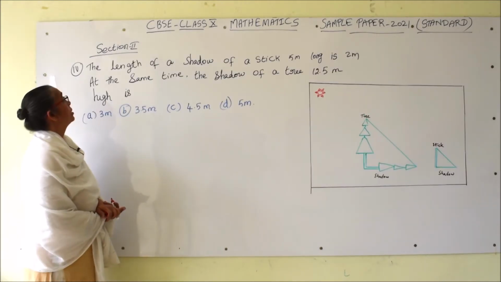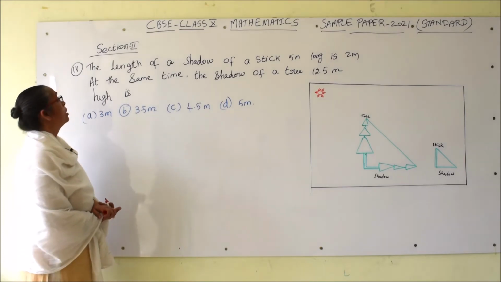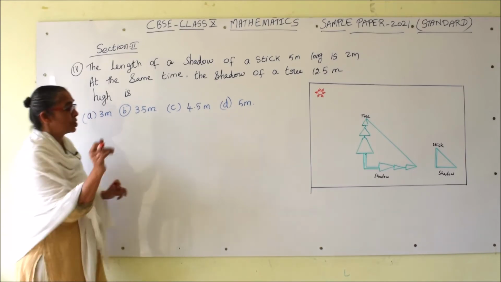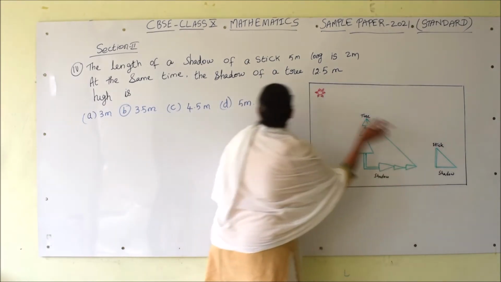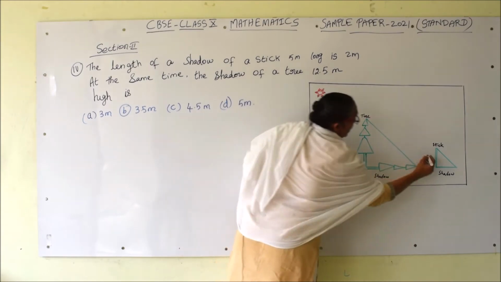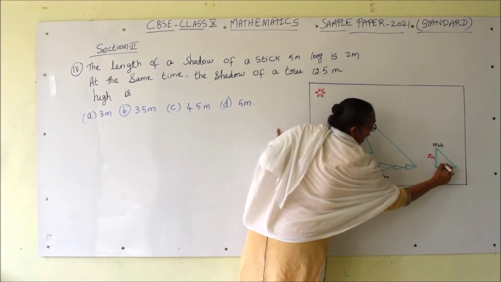Fourth question, the length of the shadow of a stick 5 meters long is 2 meters. At the same time, the shadow of a tree 12.5 meters high is how much? Now, you can see the diagram. This is the stick. According to the question, the length of the stick is 5 meters and its shadow is 2 meters.